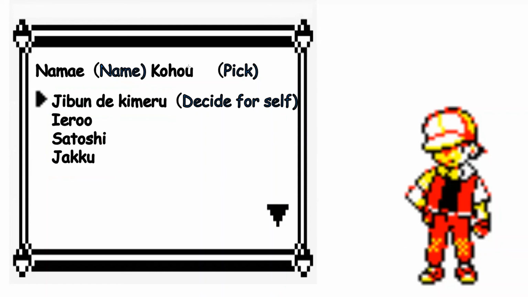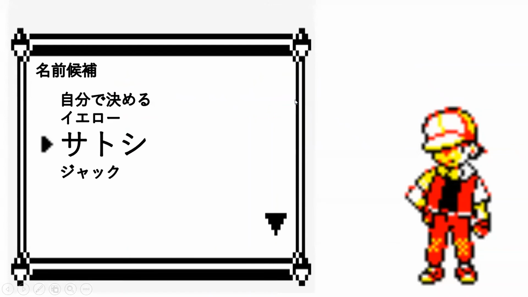So we have our word here, koho, it means to pick. So let's pick which one, or jibun de kimeru, or the following names here. Jibun de kimeru means to decide for ourselves. Then after we decide for ourselves, that's the time we can put in our information. Now let's pick our name. Of course, we're going to put Satoshi. Okay, so now let's see what will happen to Satoshi this time.